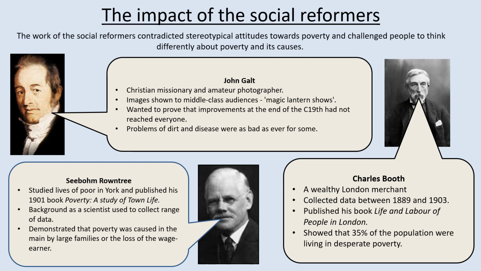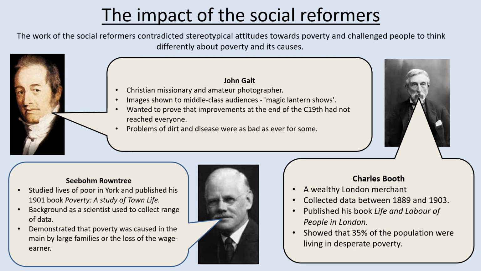Seebohm Rowntree studied the lives of poor people in York and published his 1901 book, Poverty, a Study of Town Life. His background as a scientist was used to collect a range of data. He showed that poverty was caused in the main by large families or the loss of the wage earner. And Charles Booth was a wealthy London merchant. He collected data between 1889 and 1903, and he published his book, Life and Labour of the People in London, showing that 35% of the population were living in desperate poverty.